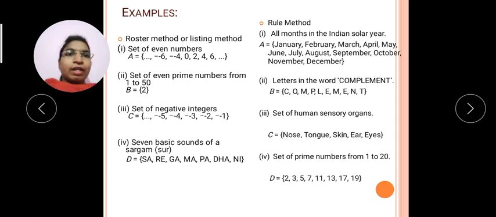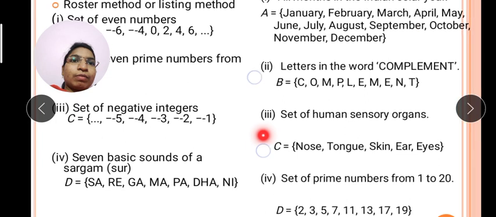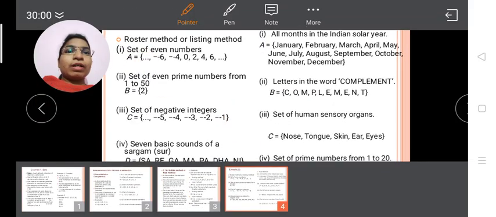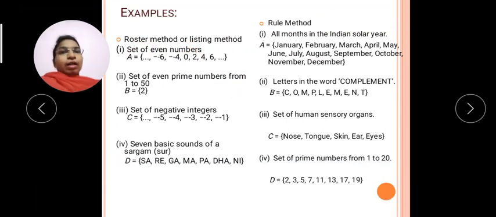Okay, so these are some more examples for better understanding. See here, firstly I will explain the roster method or listing method. A set of even numbers. Now listen, even numbers I am saying, so maybe they are positive, maybe they are negative. So 0, 2, 4, 6, 8, 10, minus 4, minus 6, all these are even numbers.